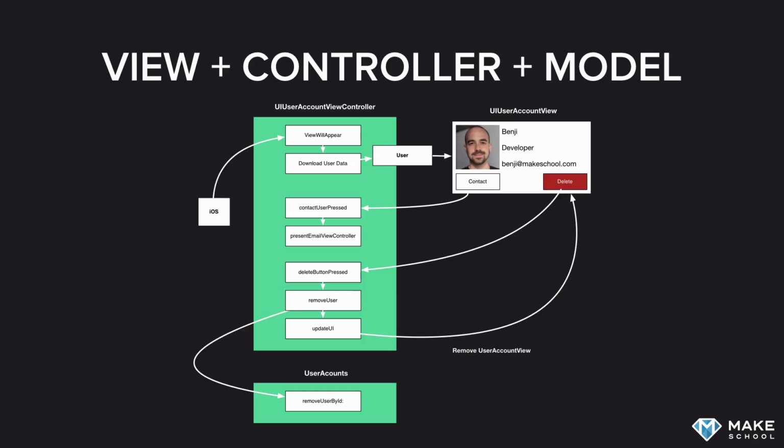This is the extended communication pattern between views, controllers, and model. The view informs the controller that a user input occurred. The view controller decides which part of the model is responsible for performing the actual action, in this case, deleting the user. And after the action is complete, the view controller updates the UI accordingly.